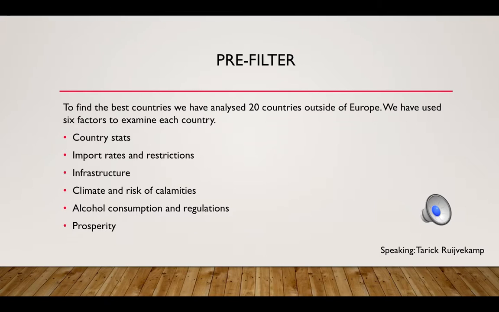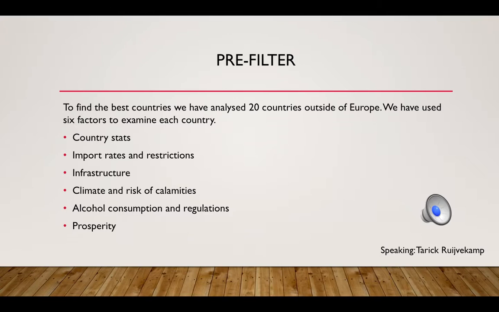Because when you're importing or exporting a product, this is the main reason or the main choice to select a country. Because we are selling a Barsicle, it is very important for us that the infrastructure of a country is well maintained. That's why we also use this criteria. Also, the climate is an important factor. This because you ride a bicycle in nice weather. A country with a nice climate will only help us sell the bicycle faster. That's why we use the climate and risk of calamities criteria.